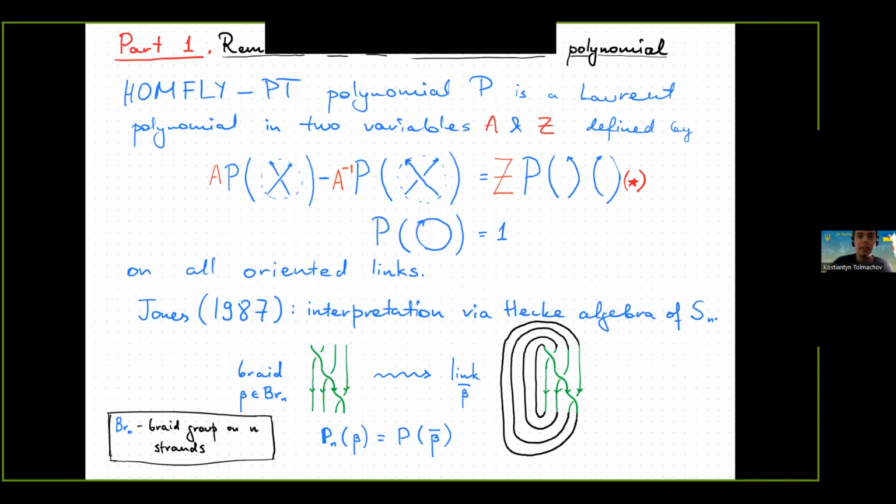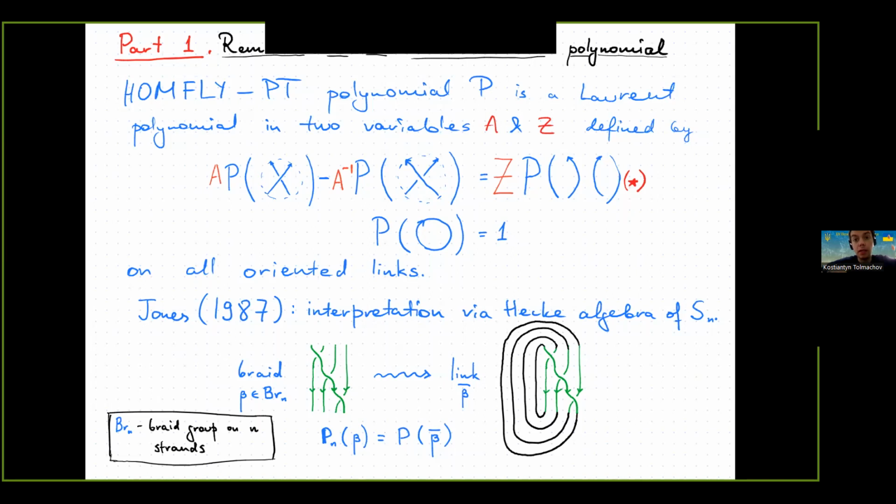So in the 80s, Jones gave another interpretation of this link polynomial that has a more algebraic flavor. To do this, you first start with an invariant that is defined not on links, but instead on braid groups. So you consider a collection of braid groups on n strands for all n, and for each group you define a certain functional Pn of beta, which I will talk about in a moment.